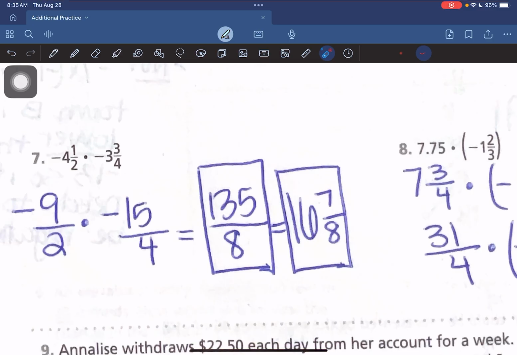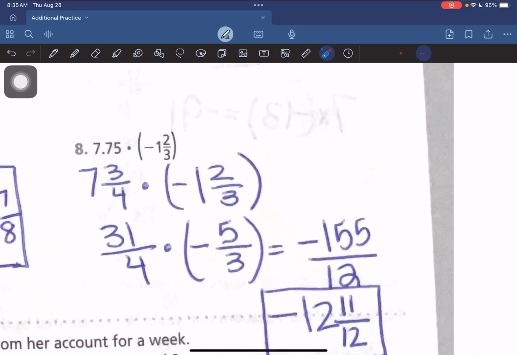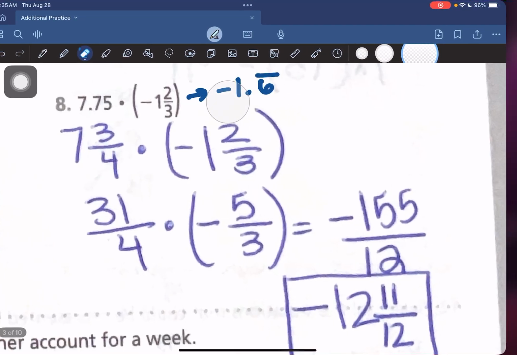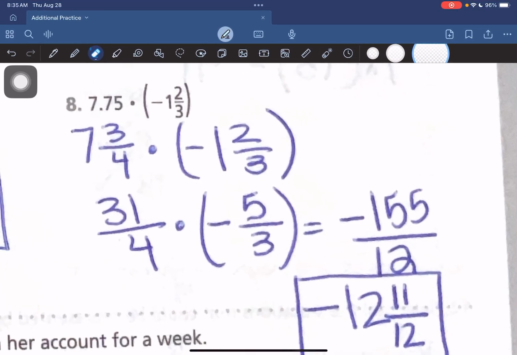When we multiply the negative 9 times the negative 15, we get positive 135. 2 times 4 is 8. You would perform that long division, and you would get 16 7/8. Now, number 8 is interesting because you have a decimal and a fraction. If you were to try and turn this into a decimal, you would get negative 1.6 repeating, which is not necessarily a number that we can just straight up use in a multiplication problem.